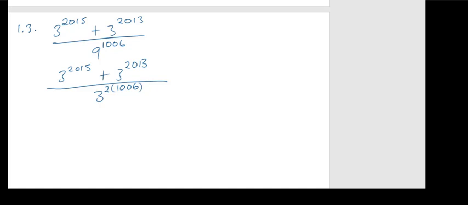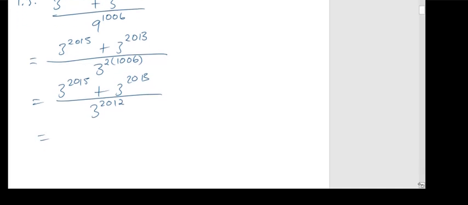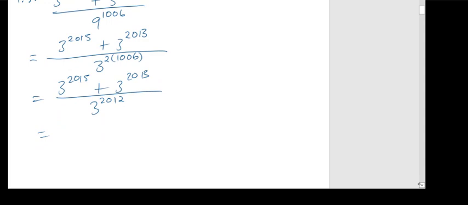Then 3 to the power 2015 plus 3 to the power 2013 will now be divided by 3 to the power 2 times 1006, which is 2012. So I've got 2012. Now, to simplify further, in the numerator one can express the exponent using 2012.